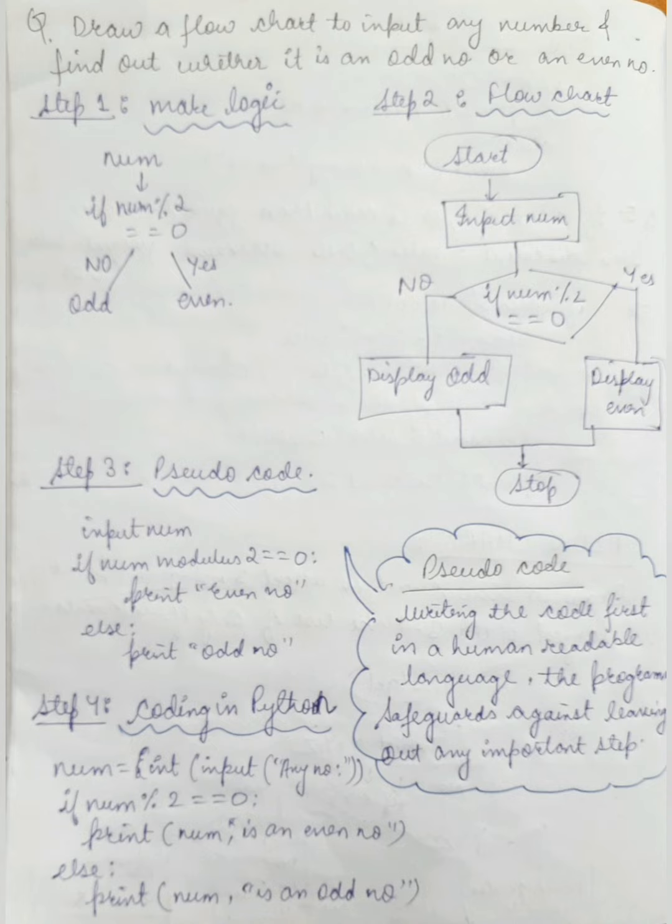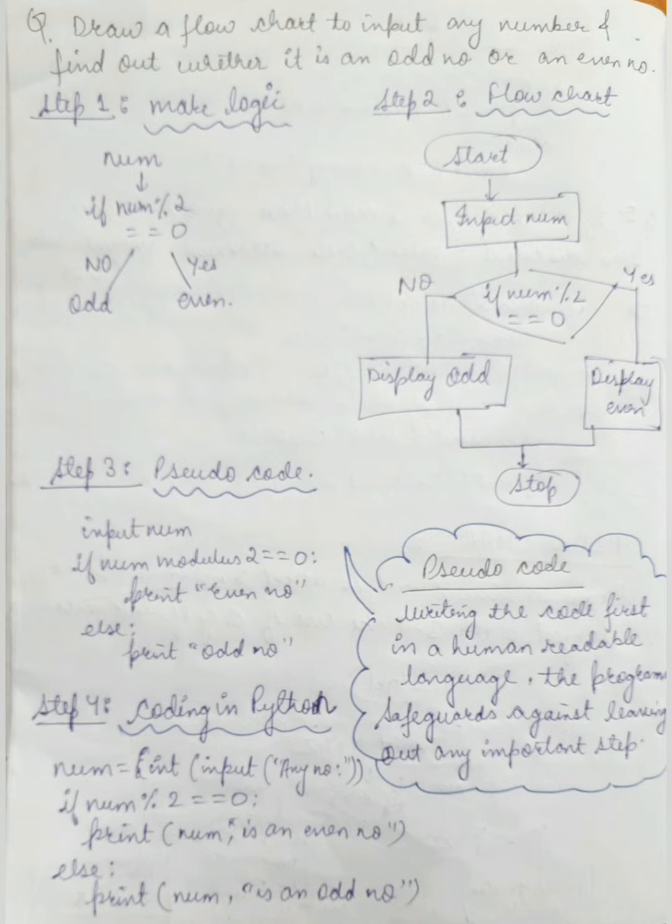Then step 2, we have to make the flowchart. Start, then input number, then here we have to write a decision. If num modulus 2 is equal to 0, the condition is satisfied, yes, then it will display even. If the condition is not satisfied, then it will display odd. Then lastly we have to stop. Then the third one is pseudocode.